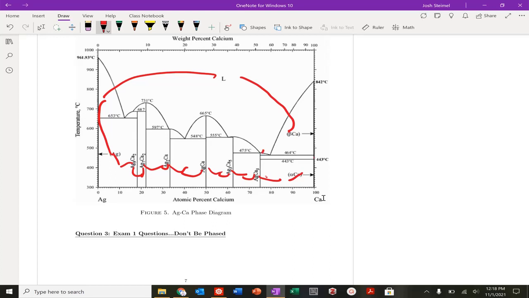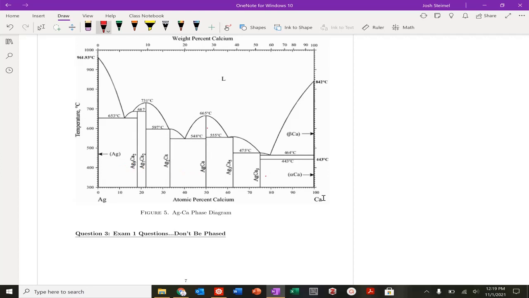This is going to be this material plus liquid. This material plus liquid, and the same for each of the regions across here. And so you can kind of see where we're going with this. So, but let's do our invariant points.